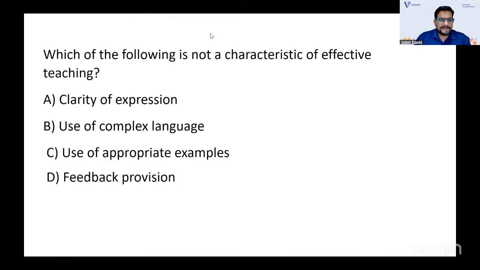Is it clarity of expression? Is it use of complex language? Is it use of appropriate examples? Or is it feedback provision? Which of these can you identify as not a characteristic of effective teaching?